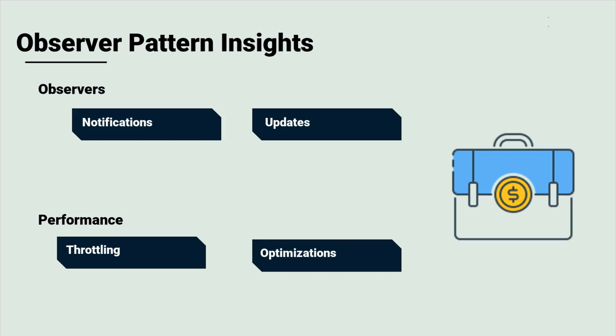On a performance note, consider a scenario where there are many observers registered. When a state change occurs, it's essential to think about the implications of notifying multiple observers. If the updates involve extensive computations or network requests, it could lead to slowdowns. In such cases, optimizations such as throttling or batch updates can be considered to keep performance in check.